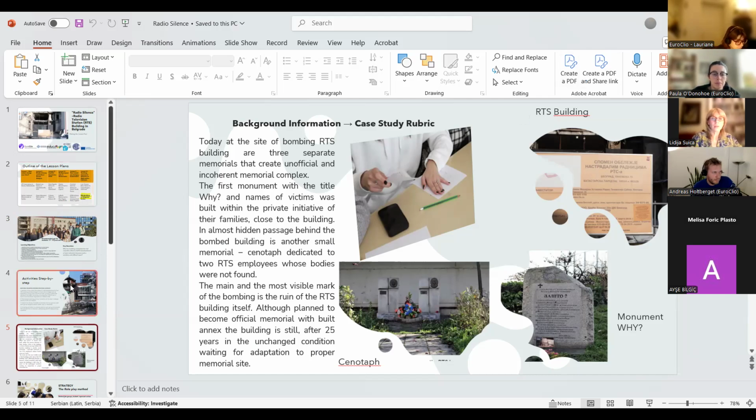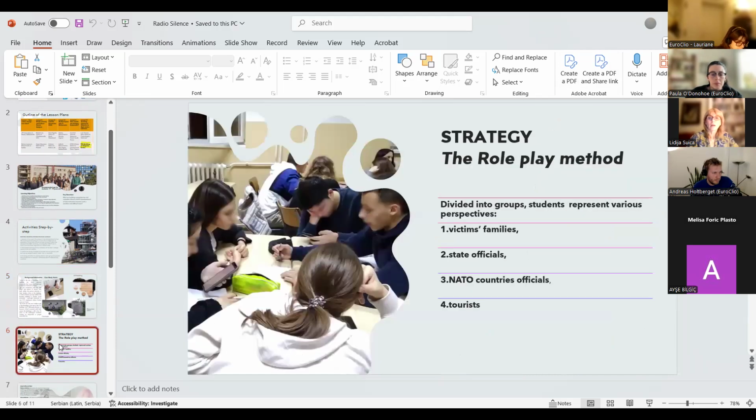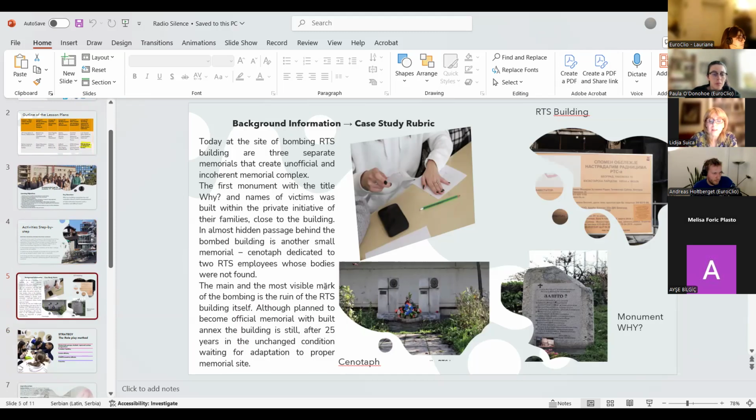Okay, let's go to the next one. I will also just like to say that when we went to this site, unlike me, who was deeply moved by the experience, the students didn't exhibit the same emotional response. They were curious, they were taking photos, but they behaved in a carefree manner. And it kind of puzzled me, I have to say.